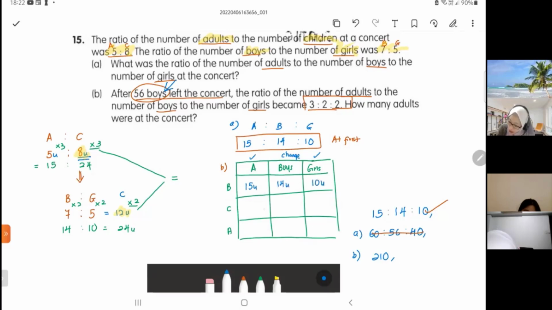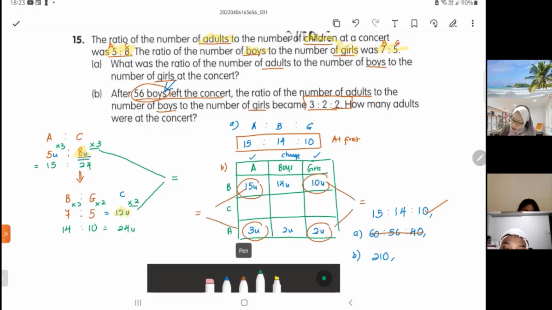Okay? Then in the end, the number of adults becomes 3 units, the boys is 2 units, and the girls is 2 units. So you need to know that the boys change, while the adults and the girls do not change. So these two must remain the same. And if you look at that, these two are definitely not the same, right? So you have to make them the same first. This is 15. Here times 5 to make it into 15 units. Here is 10. Here must times 5 to make it into 10 units.